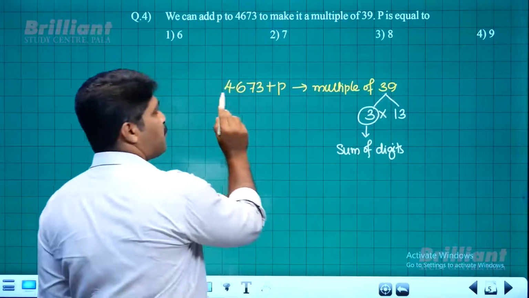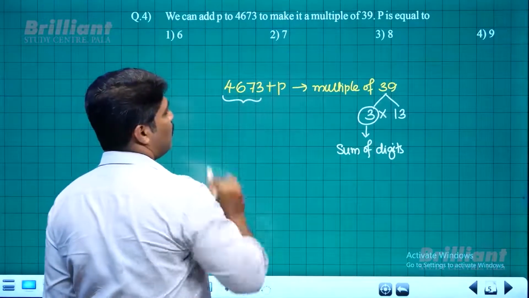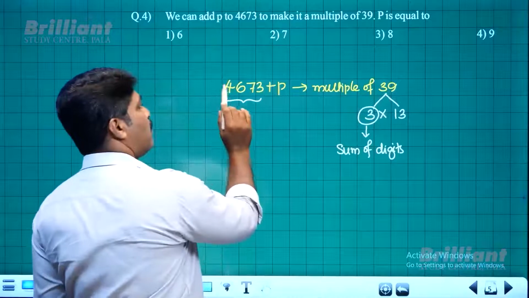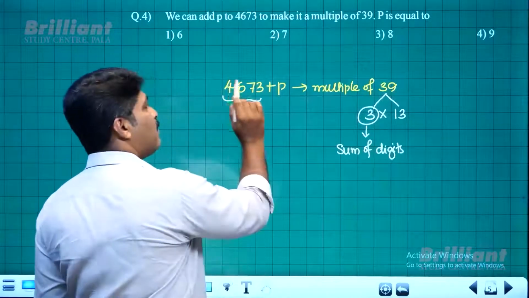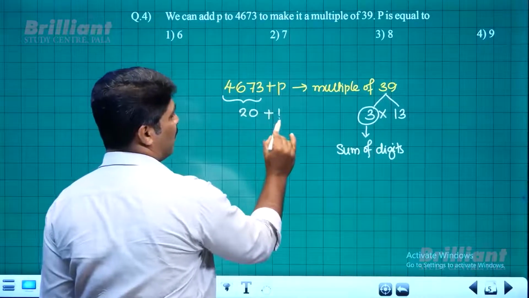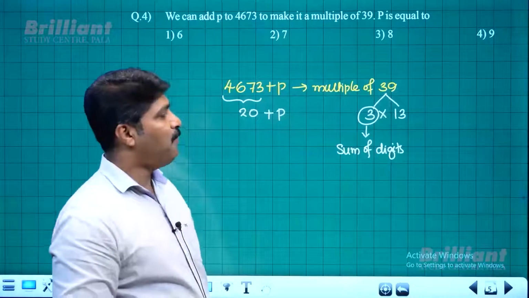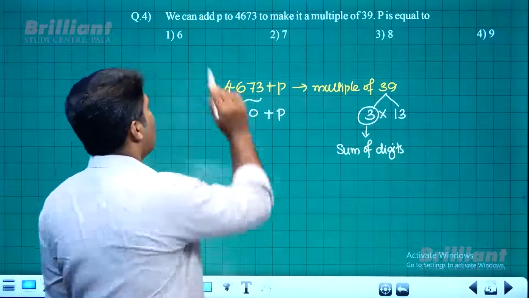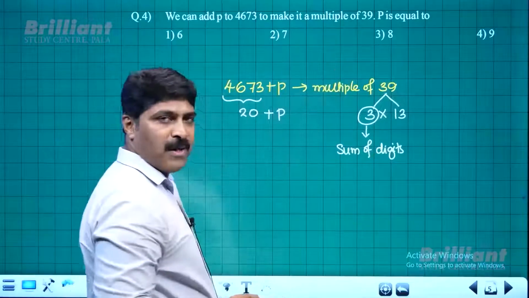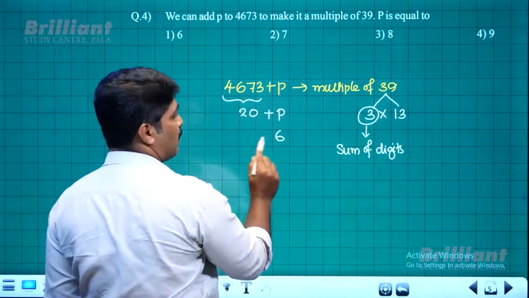While we are considering this number, what is the sum of the digits here? You just simply add it. This is 4 plus 6, 10. 10 plus another 10, 20. So this is 20 plus P. If you want to make the sum a multiple of 3, out of the given options, which is possible? If it is 6, this will be equal to 26.